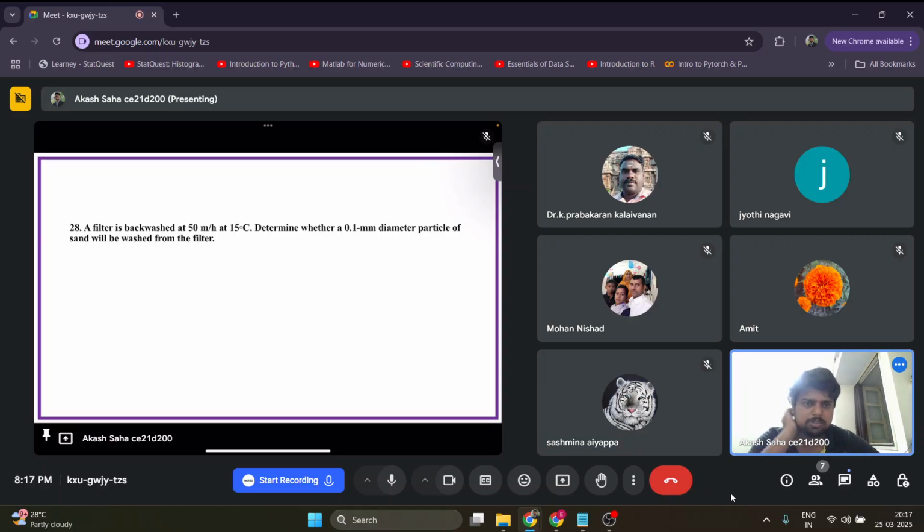Okay, I will show you. So just try to understand, there is one particle, backwashing is being done. The diameter of the particle is known and the backwashing velocity is known. Only these two things are known. We have to know whether it will be backwashed or not. So I am asking you, what do you think? What are the various forces that will act on a particle during backwashing? You tell me.